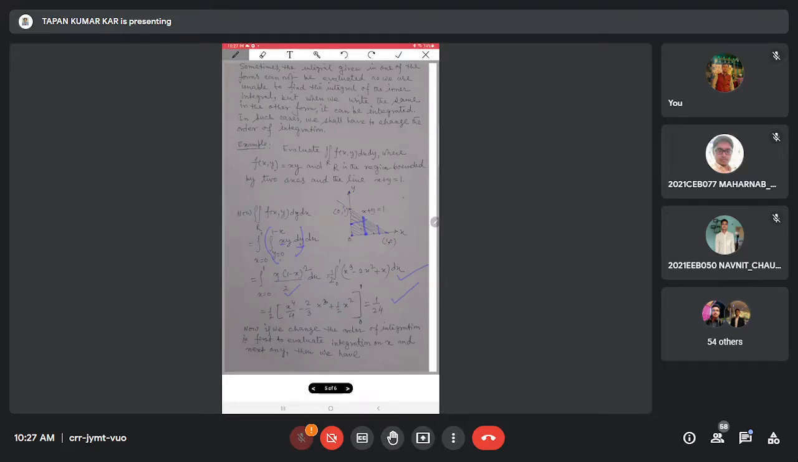It will be easy if you do this step. Then from this step it is a function of only a single variable, because you have already evaluated the integral with respect to y. So my question is whether this limit is clear or not: y varies from 0 to 1 minus x and x equals 0 to 1 minus y. Is this limit clear or not?